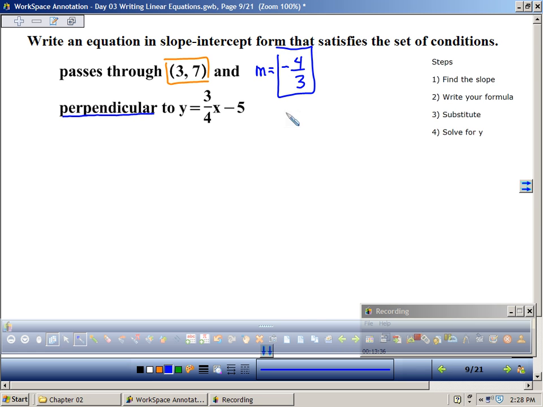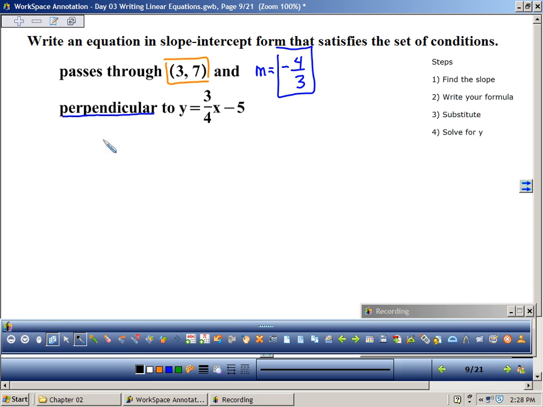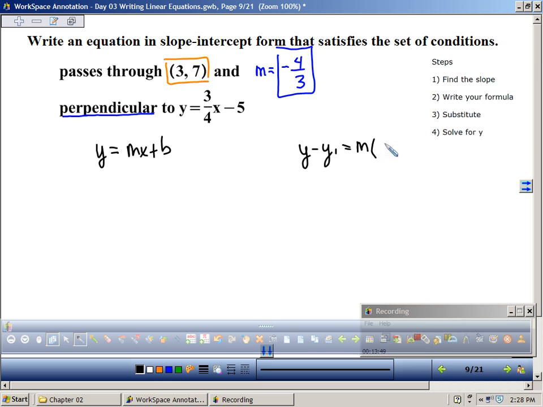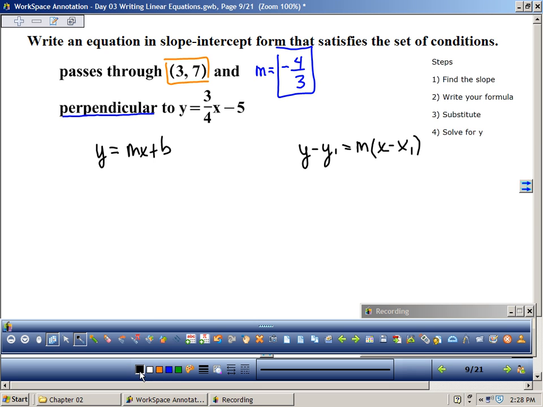Now we've got everything to do either one. So I'm going to write both equations. I've got y equals mx plus b, and I have y minus y sub 1 is equal to my slope times x minus x sub 1. Just watch me do it. I'm going to give you time to copy it down, and you can decide which one you want to copy down.